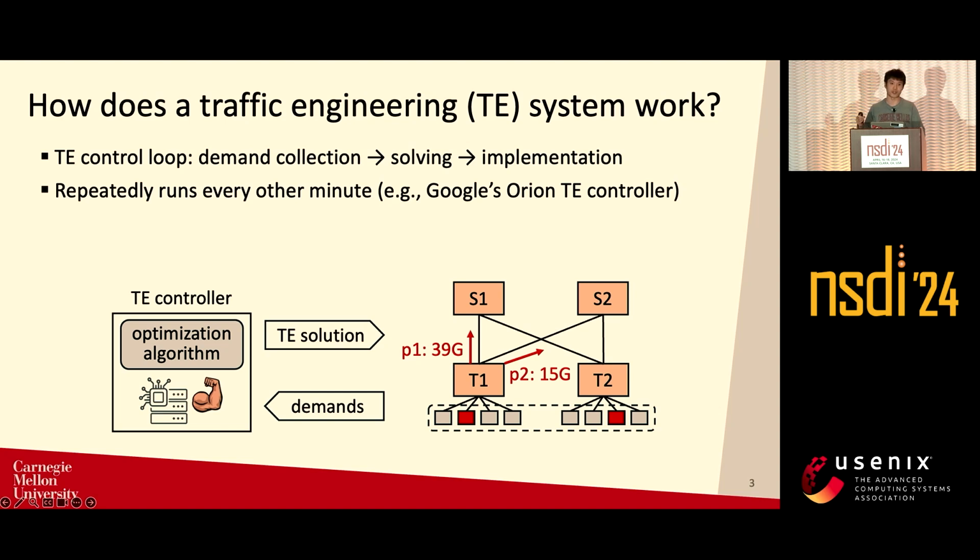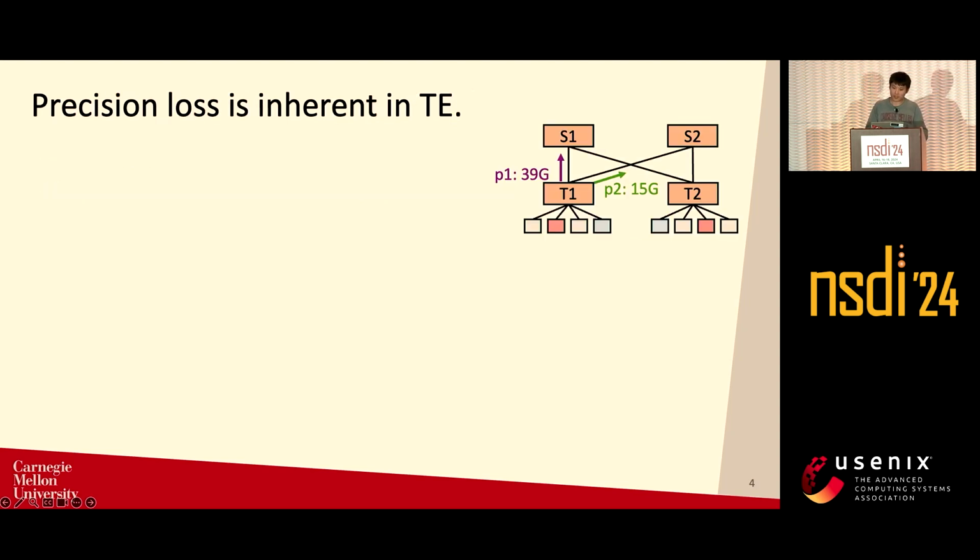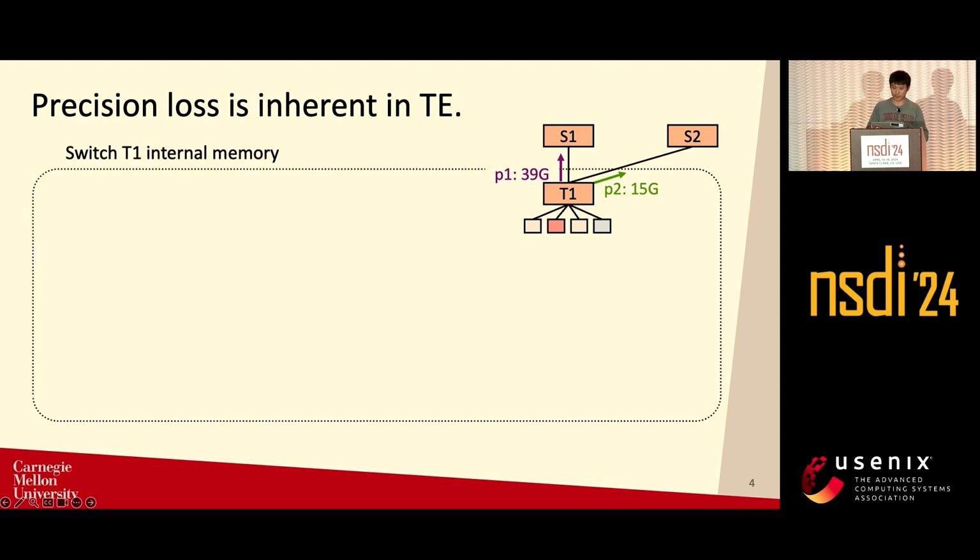So we need to make sure that all the steps in this control loop are running fast. And our focus is to make sure that the switch can implement the TE solution. Regarding how the TE controller comes up with the TE solution, it's a different topic that we're not going into. And continuing on the previous example, now let's take a closer look at switch T1 to understand the TE implementation.